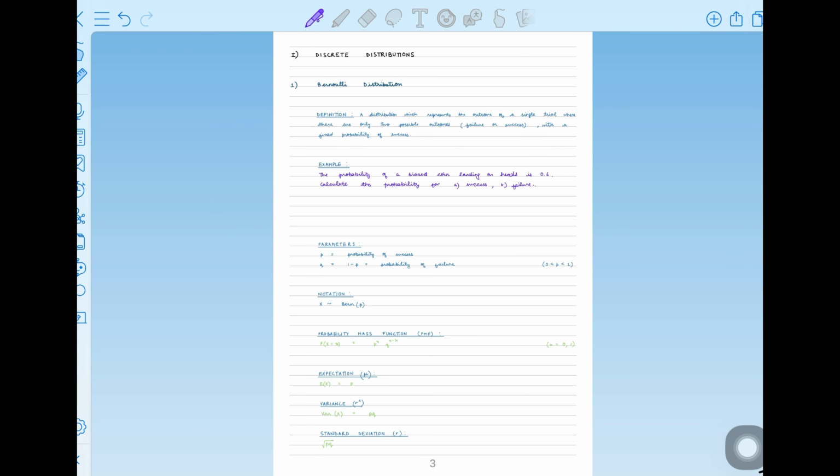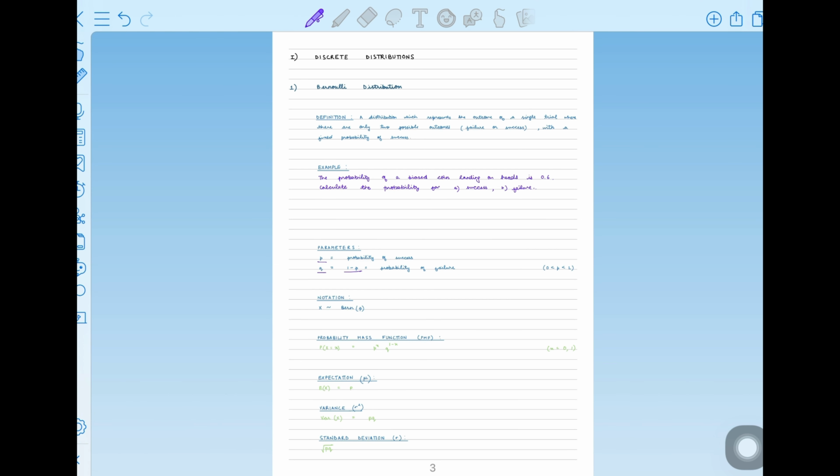The parameters are p, the probability of success, and q, which is 1 minus p, the probability of failure. The probability mass function is equal to p to the power x times q to the power 1 minus x. The mean is p, that is the probability of success, and the variance is p times q.